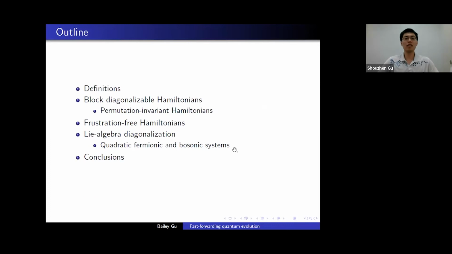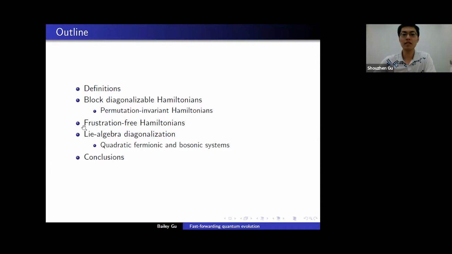Okay, good. So here is just the outline for the rest of the talk. I'm going to provide some rigorous definitions for what I mean by fast forwarding. Then using those definitions, I will show you some classes of Hamiltonians that can be fast forwarded. The first one is the block diagonalizable Hamiltonians. Within this class, we consider the permutation-invariant Hamiltonians, and I'll show you the circuit for fast forwarding this.